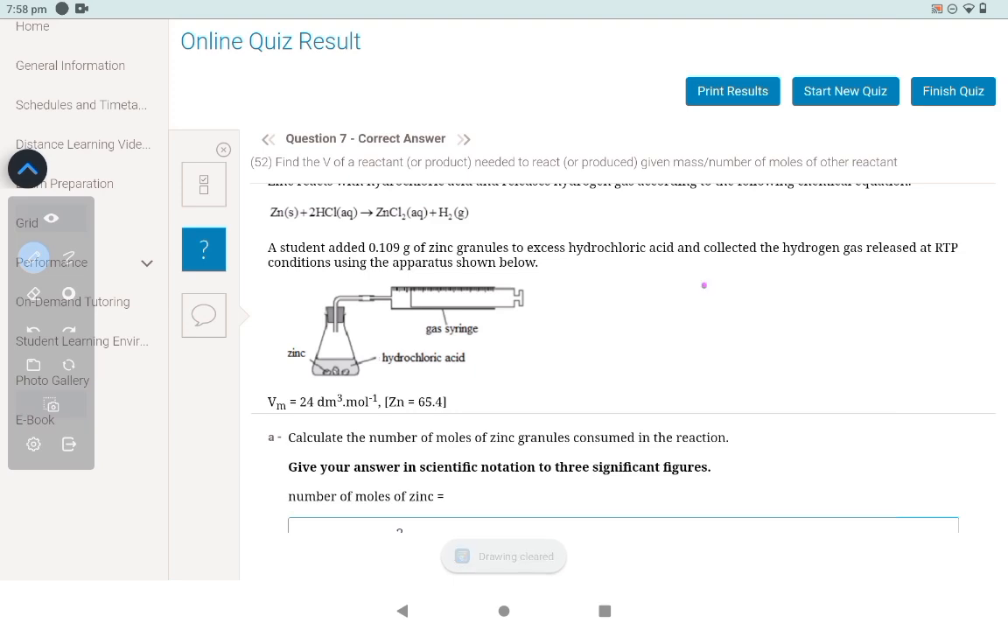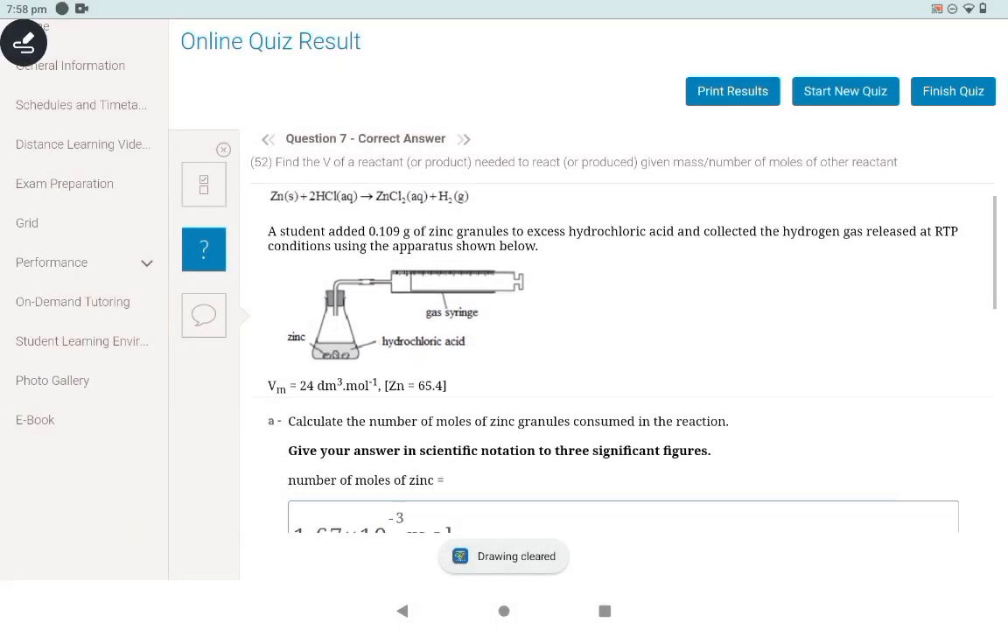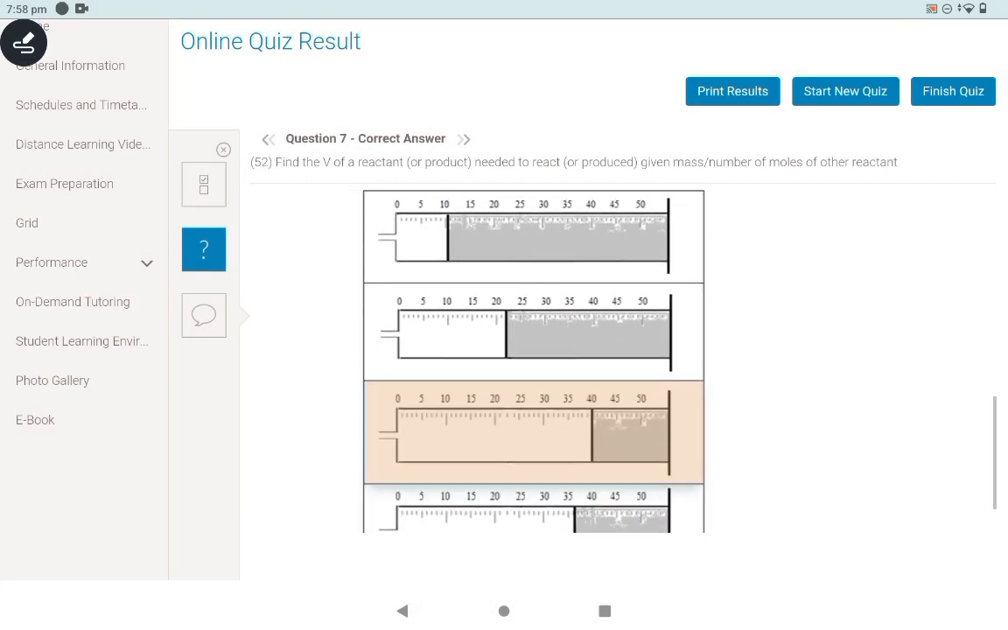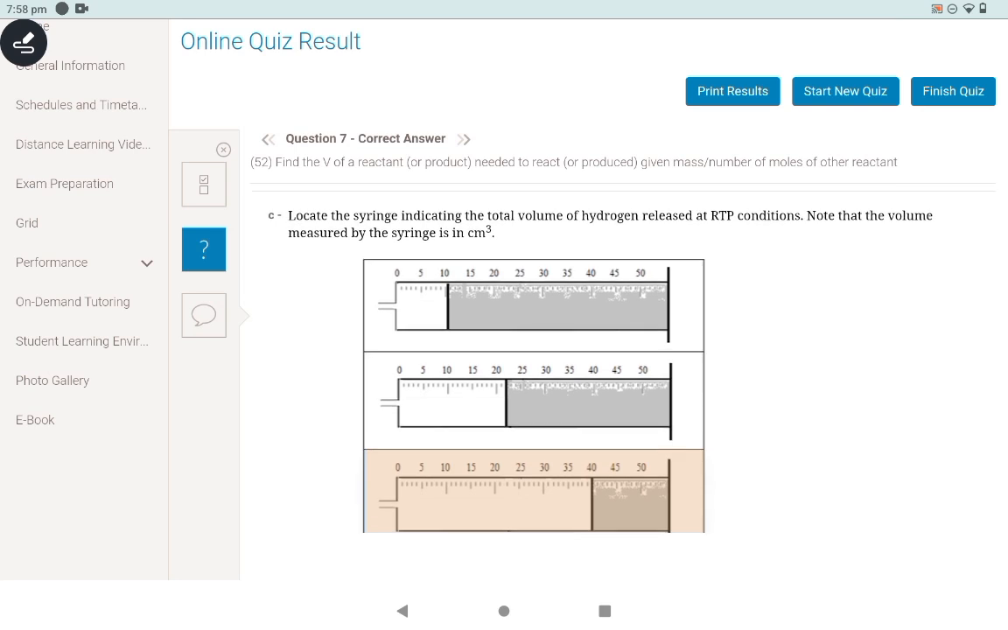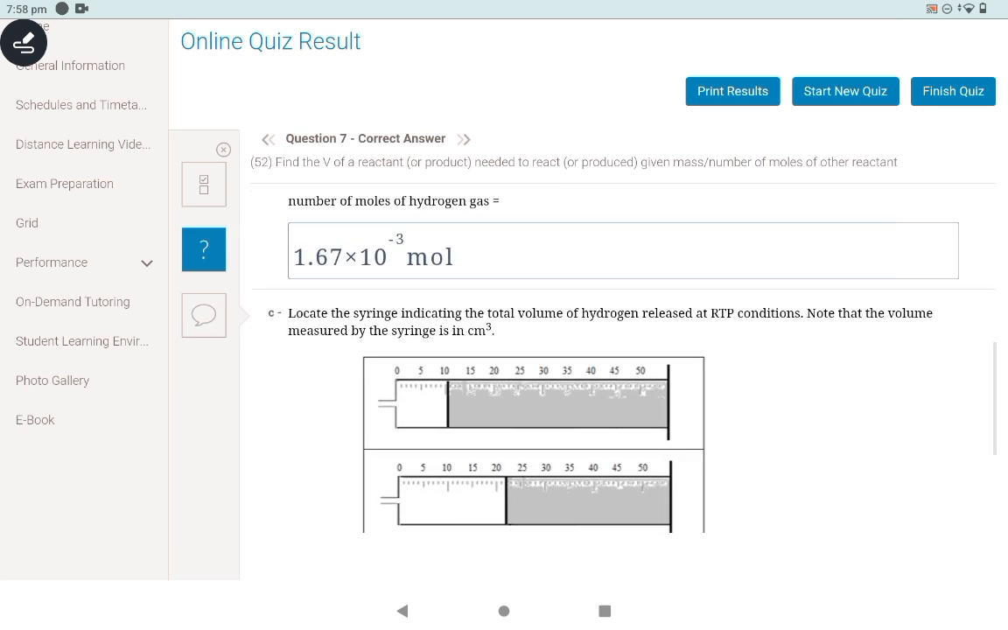Now MCR is just 1 to 1, so it's going to be the same thing. It's going to be 1.67 times 10 to the power of negative 3. Okay. Now what do they want? They want the total volume of hydrogen gas released at RTP conditions, and they want it in centimeter cube. Now when we make it volume, we have to multiply.